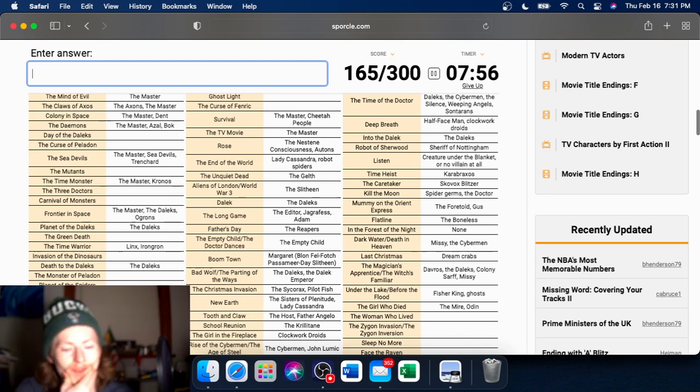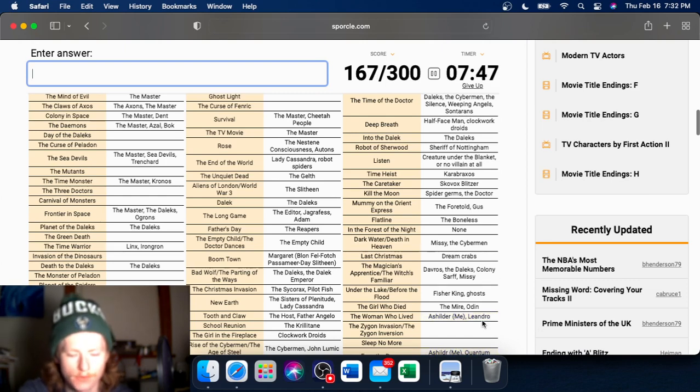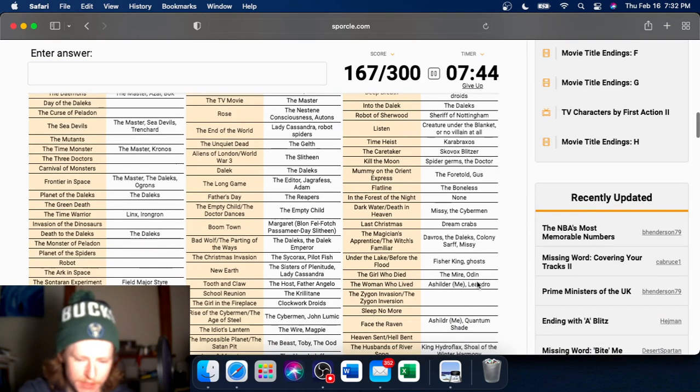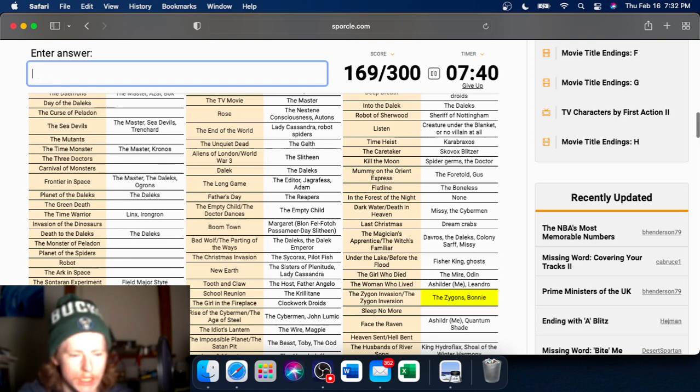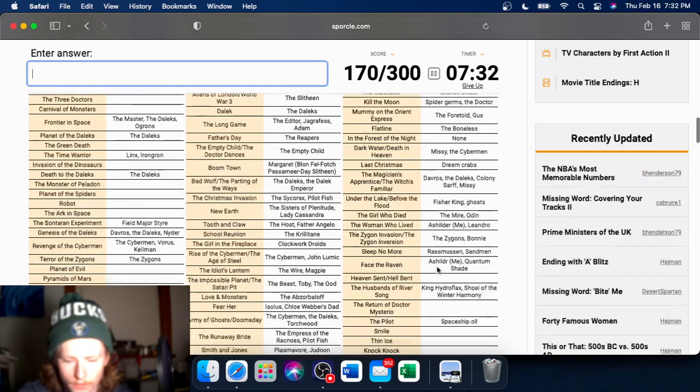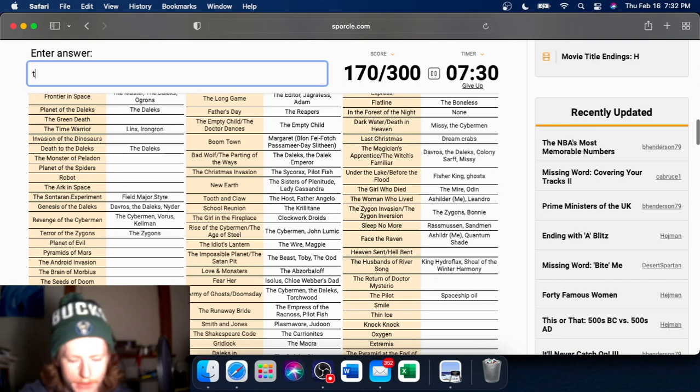I thought it had something to do with the word Leon. And it probably does. I'm just not getting it right. There you go. Leandro is the name of the dude, but I think there's a name for a species. The Zygons. Zygons. Sleep No More are the Sandmen. Heaven Sent Hellbent. Time Lords. It's going to make me say the Veil.